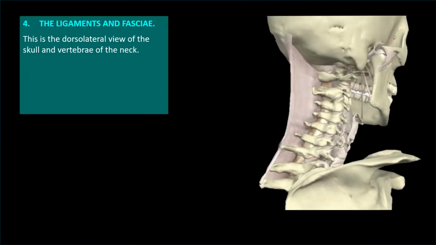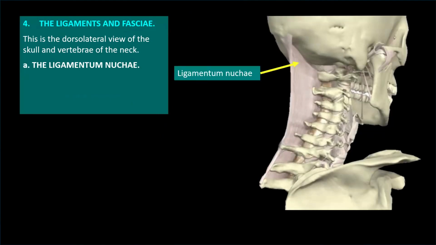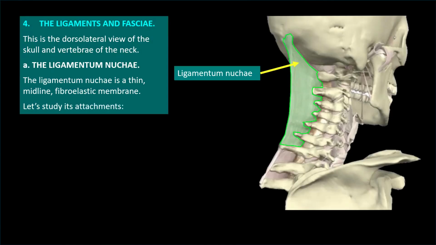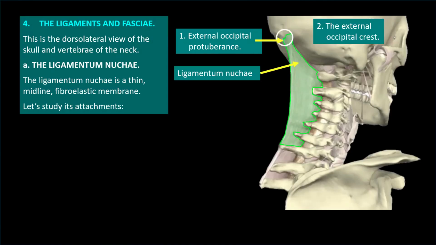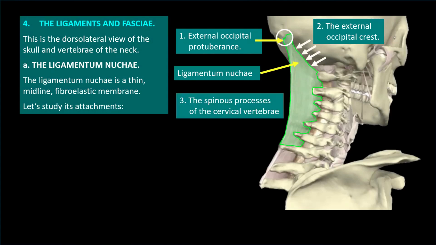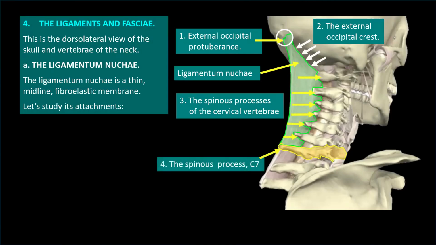This is the dorsolateral view of the skull and the vertebrae of the neck. A. The ligamentum nuchae. The ligamentum nuchae is shown in green. The ligamentum nuchae is a thin midline fibroelastic membrane. Let's study its attachments. 1. The external occipital protuberance. 2. The external occipital crest. 3. The spinous processes of the cervical vertebrae. 4. The spinous process of C7.